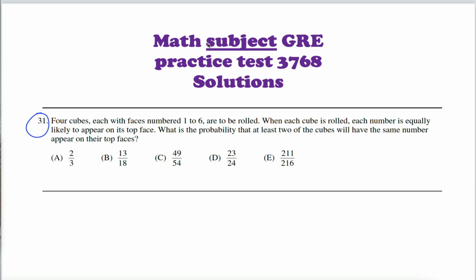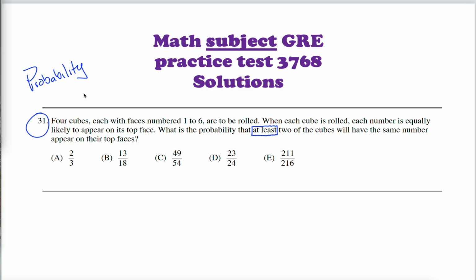All right, question 31 on the math subject GRE practice test. We get some probability here. So let's see, 4 cubes, each with faces numbered 1 to 6, are to be rolled. So dice. When each cube is rolled, each number is equally likely to appear on its top face. What is the probability that at least 2 of the cubes will have the same number appear on their top faces? This "at least" phrase here will be really important. It's a big red flag for you.